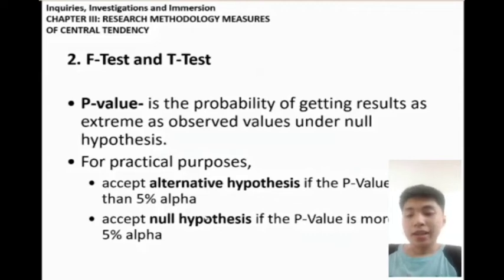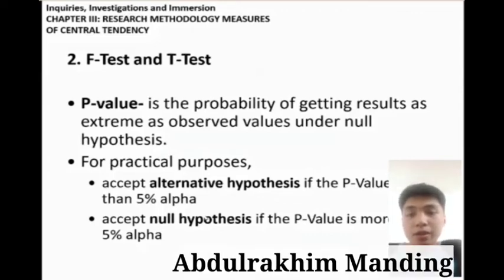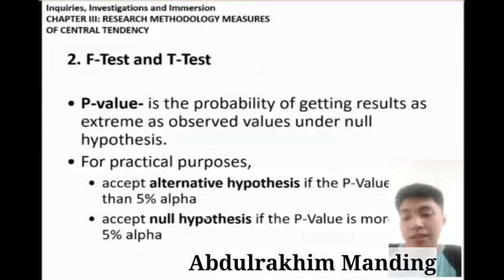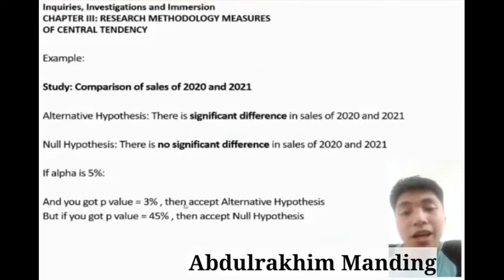Mga kamag-aral, ang topic natin ngayon is about the F-test and T-test. The p-value is the probability of getting a result as extreme as the observed values under the null hypothesis. For practical purposes, accept the alternative hypothesis if the p-value is less than the 5% alpha. Accept the null hypothesis if the p-value is more than the 5% alpha.